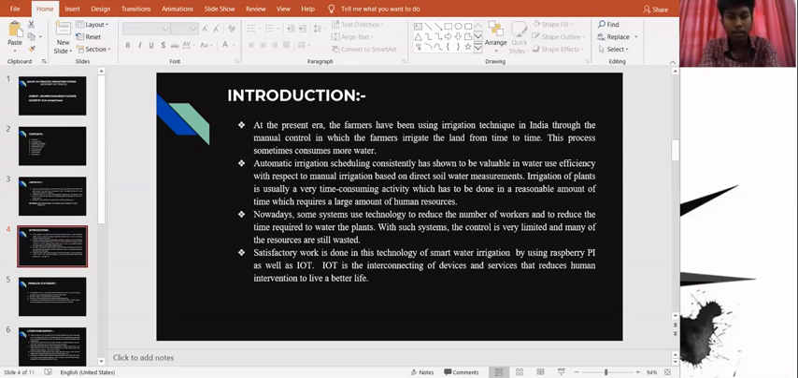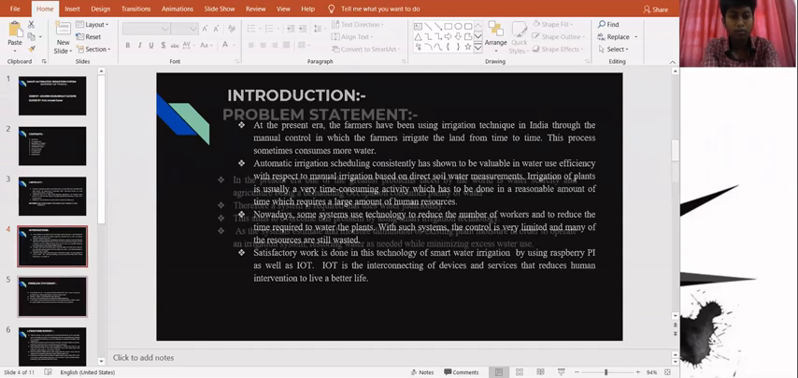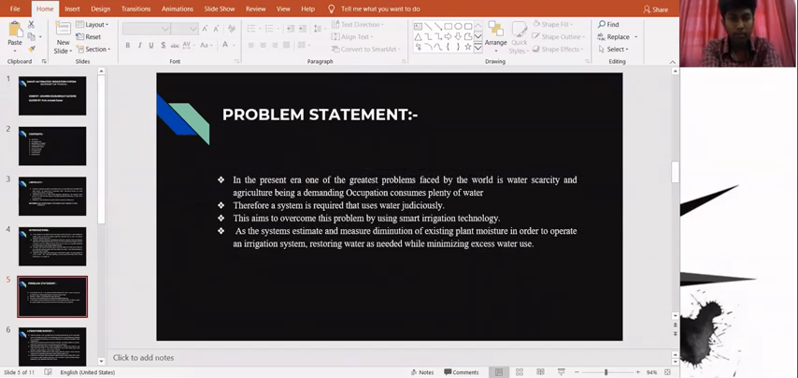So satisfactory work is done in this technology of smart water irrigation by using Raspberry Pi as well as IoT. IoT, as we all know, is the interconnecting of devices and services that reduces human intervention to live a better life. So looking into the problem statement, in the present era, one of the greatest problems faced by the world is water scarcity, and agriculture, being a demanding occupation, consumes plenty of water. Therefore, a system is required that uses water judiciously.